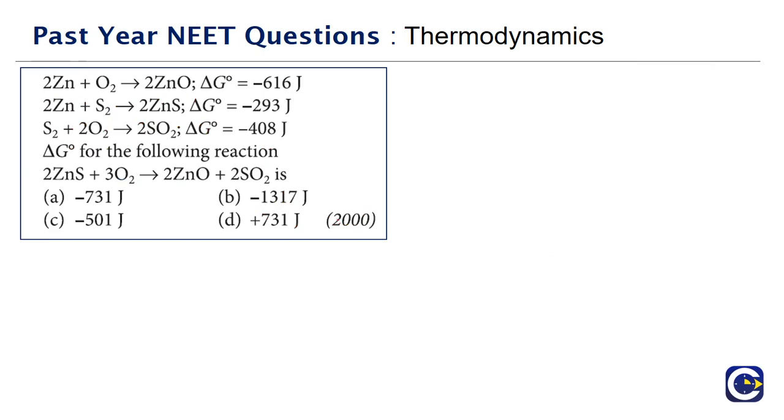Okay, next we have a question that has come in the year 2000. They are giving us 3 reactions. 2Zn plus O2 gives rise to 2ZnO. What is the del G naught value? Minus 616. 2Zn plus S2 gives rise to 2 zinc sulfide. Del G naught minus 293. S2 plus 2O2 gives rise to 2SO2. So here del G naught is what? It is minus 408. Now we need to find what is the del G naught for the reaction.